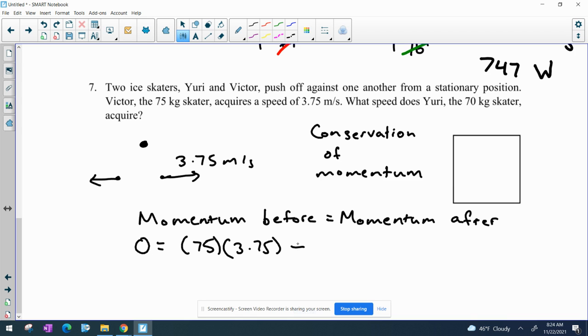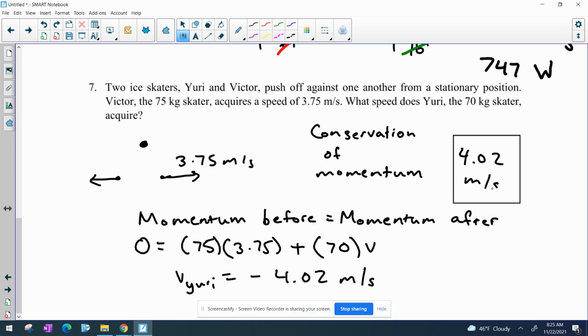You can just say a plus if it makes it easier, but 70 times whatever velocity Yuri has, and you solve for v, and that should give you that v Yuri is negative 4.02 meters per second. And that negative sign just depends on the direction that you're calling positive. So that is all you need to do for that one. And specifically, this asks for speed, so we can use a positive number. I didn't care about the sign.